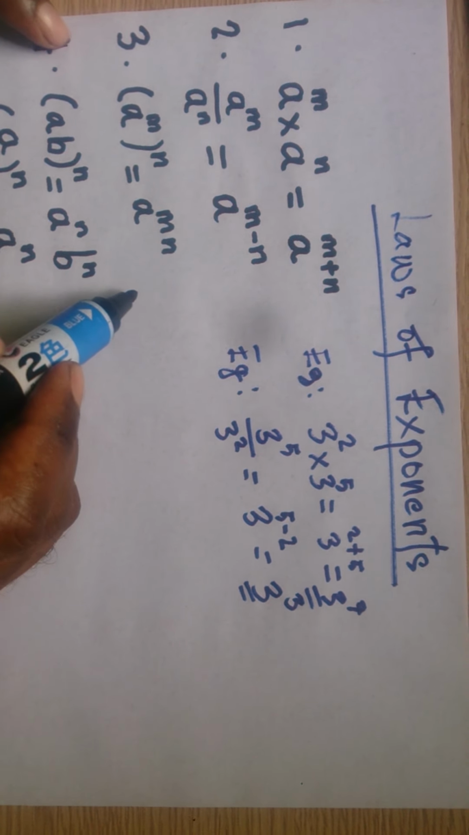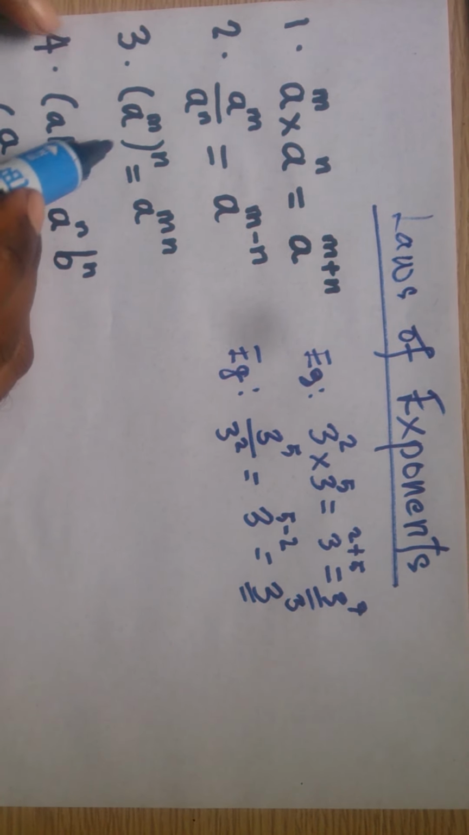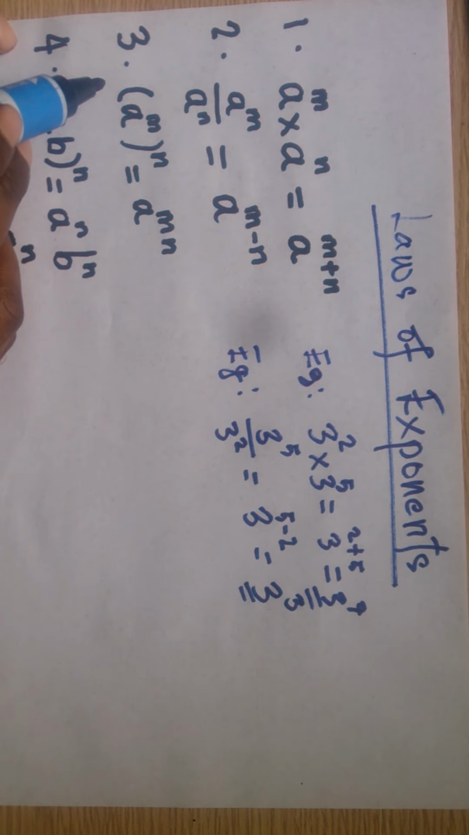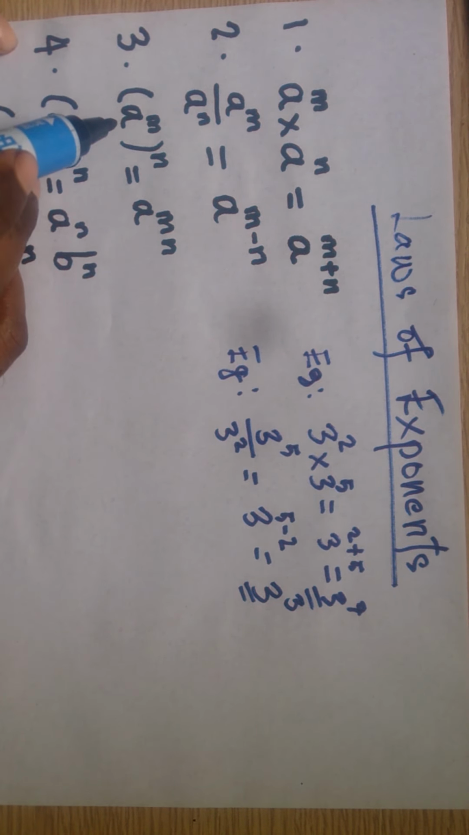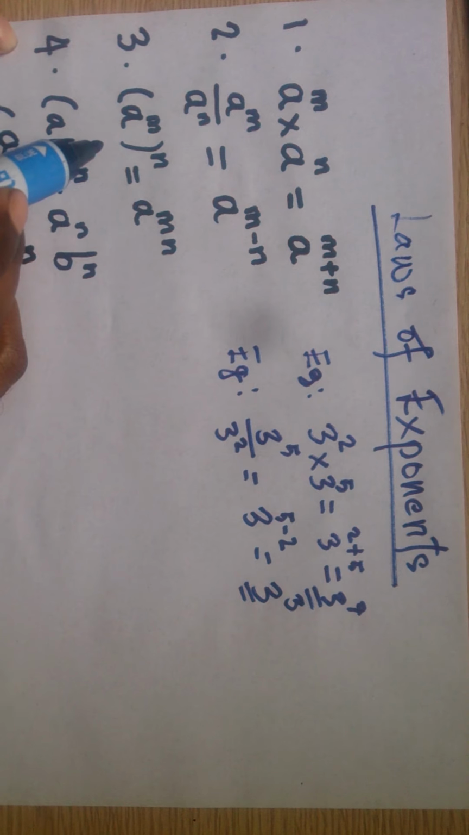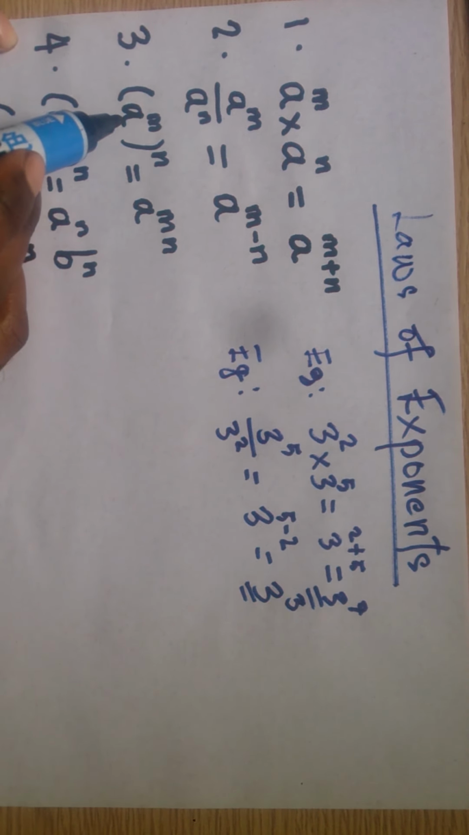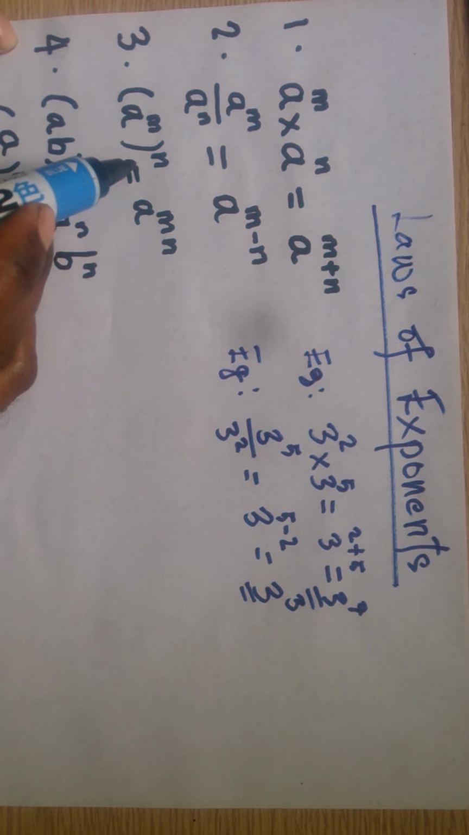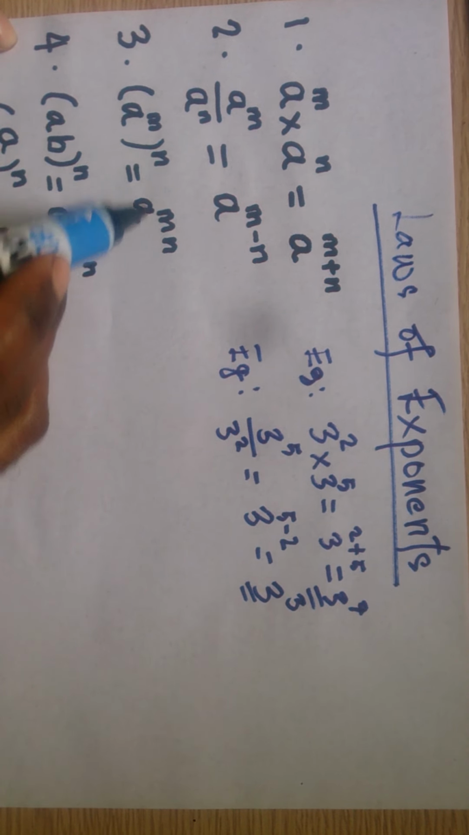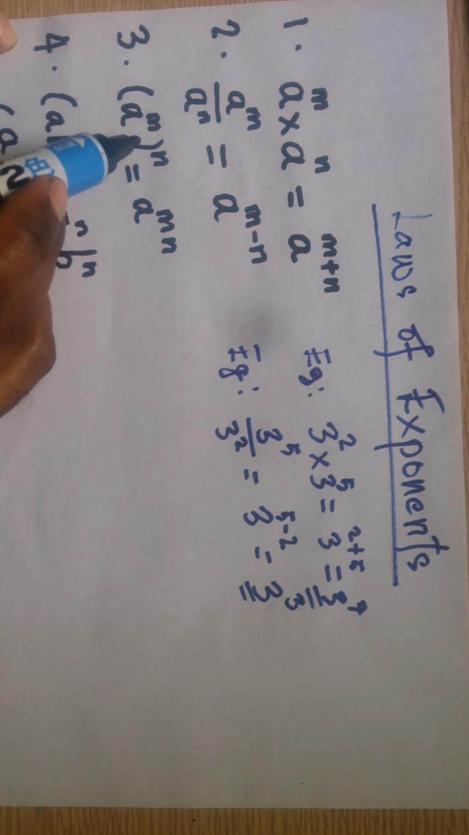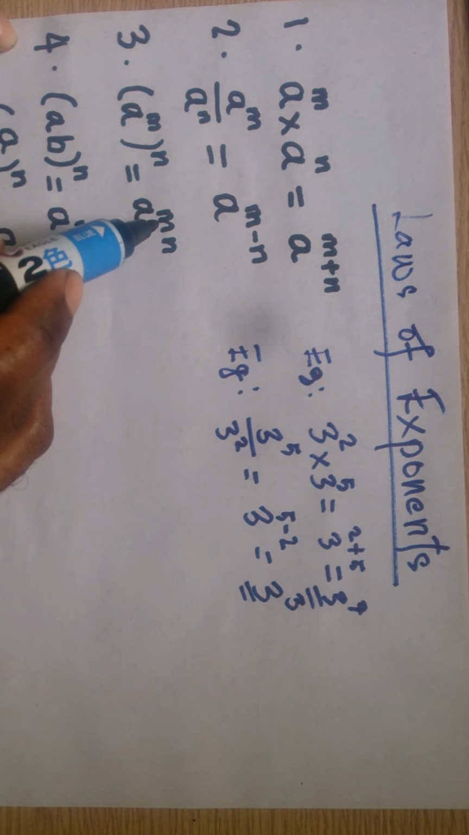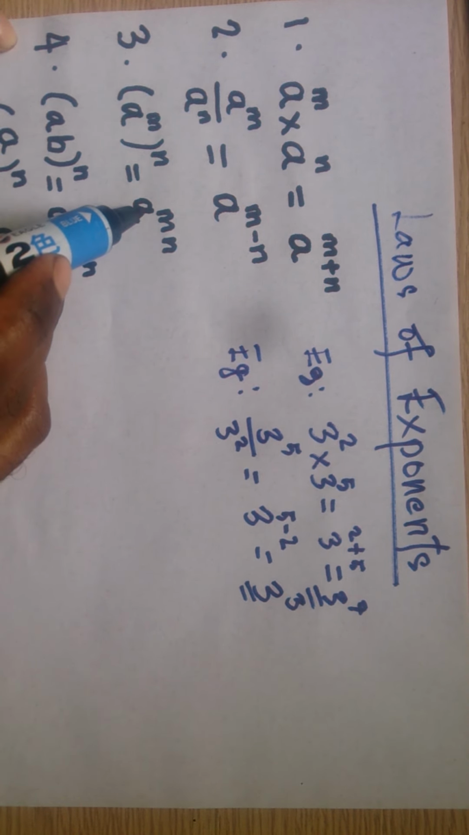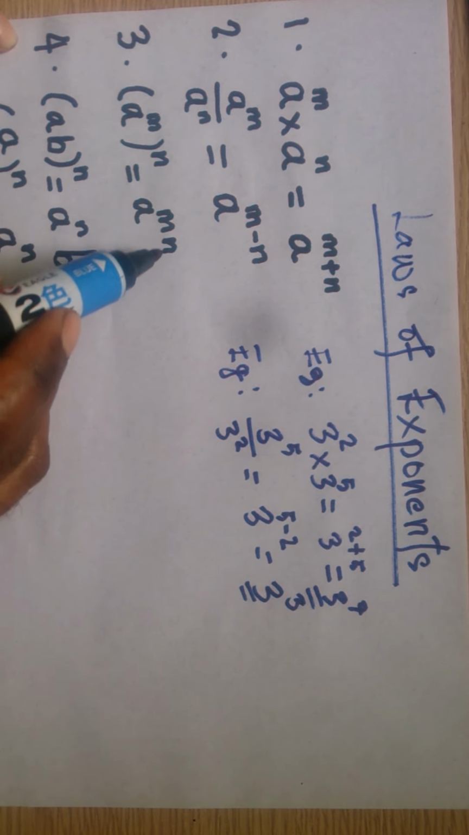Okay, next, law number 3. It says to raise a power to a new power, multiply the exponents. So we have a raised to m, but both a and m are raised to n. So in such case, we have to multiply the two powers. So we are multiplying m and n. Therefore, it becomes a raised to the power of mn.